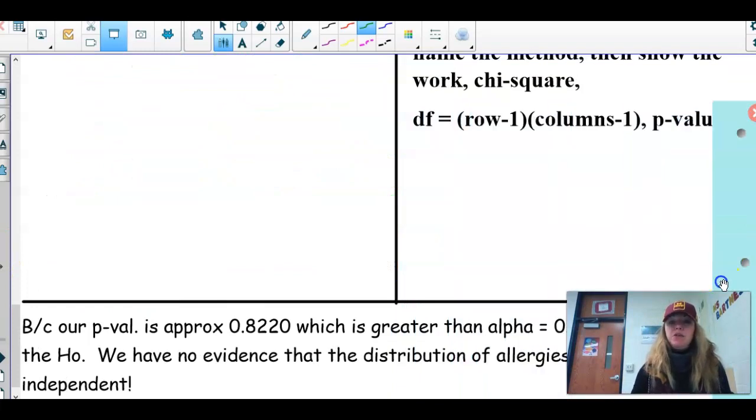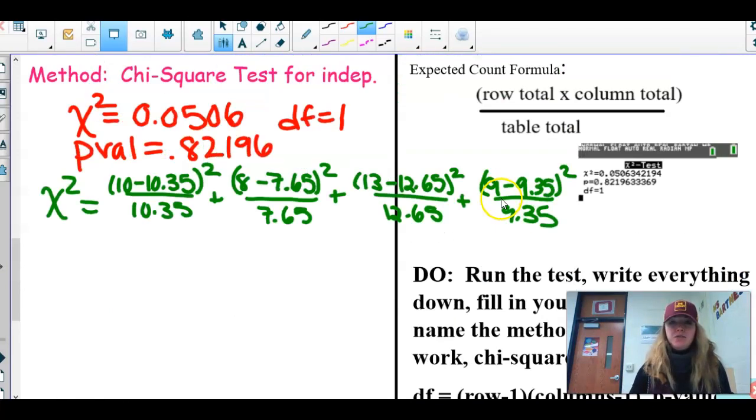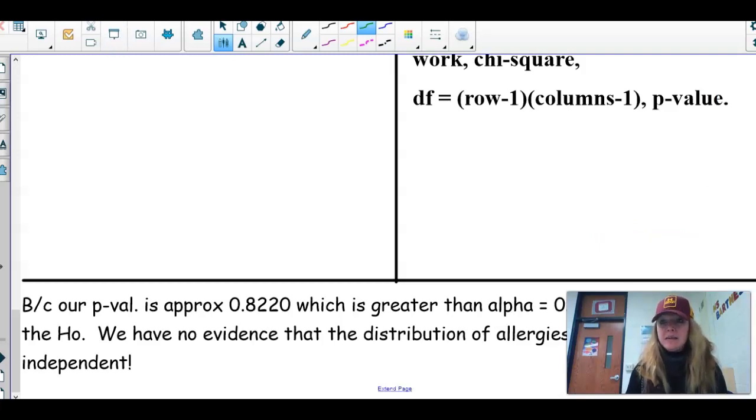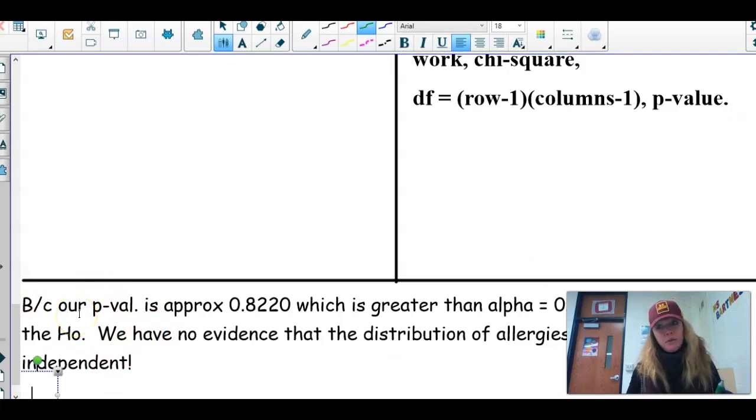And now we just have to conclude, right? Because our p-value, what did I put, 0.822? Yeah, that's fine. Because our p-value is approximately 0.822, which is greater than an alpha of 0.05, we fail to reject the H0. We have no evidence that the distribution of allergies and gender are not independent. So our first sentence, like normal, is always about H0.